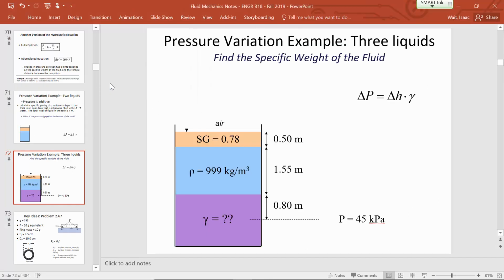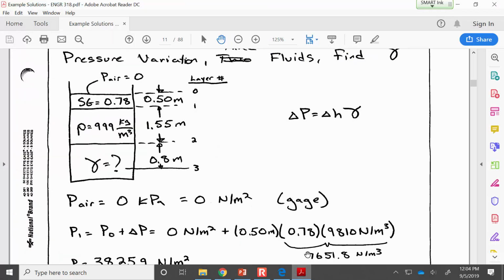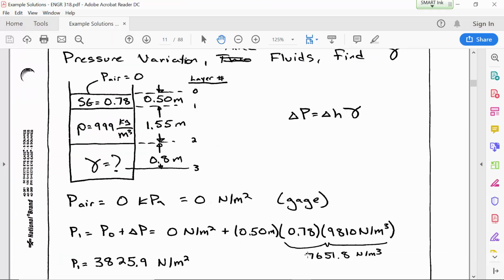45? Okay, let's go through this step by step. The first thing is, whenever you don't know exactly how to start a problem, you just begin with what you do know. And we know that the pressure of air is 0. If we're working in gauge, the pressure at air is 0. So start where you know something and work towards the unknown. In our case, we're going to be working downward towards the unknown.